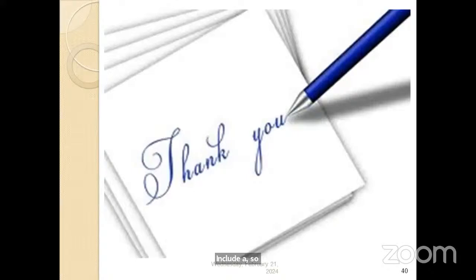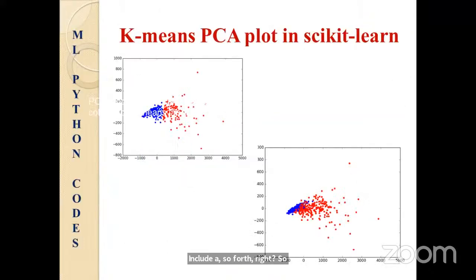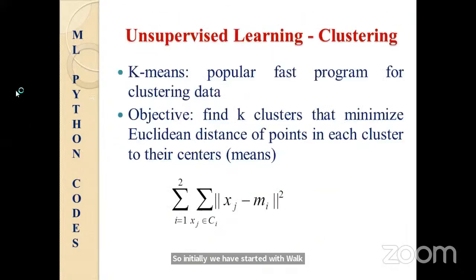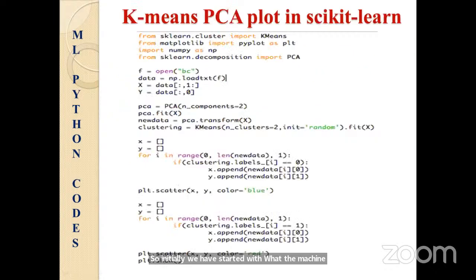So let me have a recap of what I've told you. Initially we started with what machine learning is all about, and what the definitions set by the researchers are. Next, slowly we went to the various applications. What are the top 9 problems we have? Any machine learning problem or project can be grouped under the 9 categories. It's a general problem we have discussed.